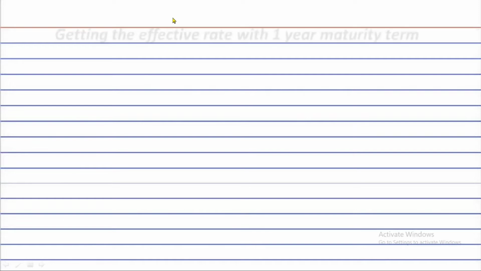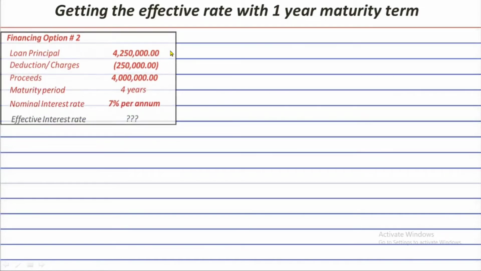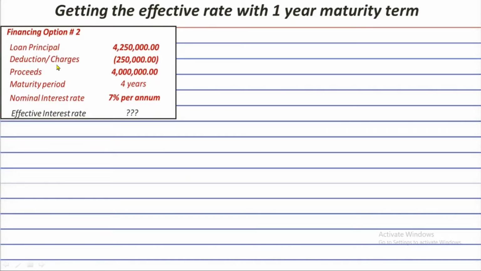So again, this video is made for the purpose of answering the question, how to get the effective rate of debts and receivables with 1 year maturity. Okay? Now, to make this a little bit faster, let's have the previous sample problem. However, let's change the maturity term to 1 year. Okay? So, how to get the effective rate?